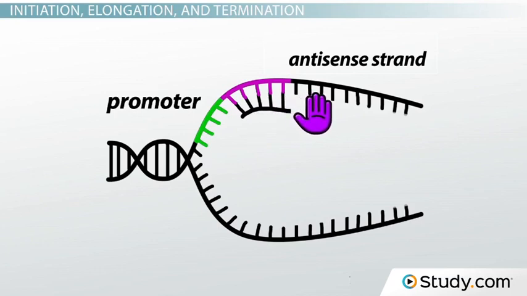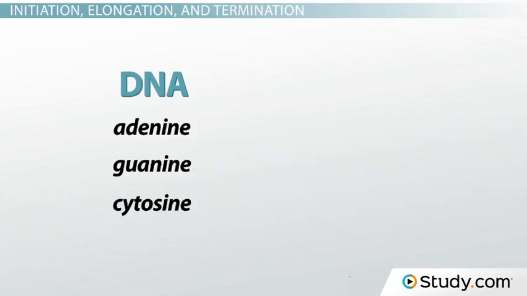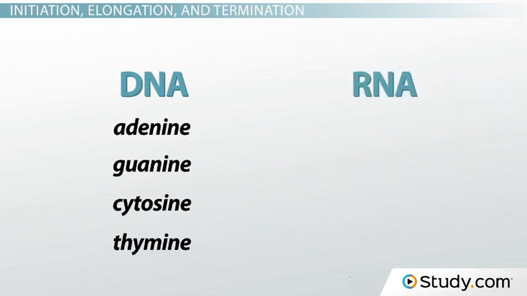Once initiation is done, then RNA polymerase moves down the length of the gene and transcribes it into a strand of mRNA. The enzyme works by matching up the complementary nucleotide bases. Do you remember what the names of those bases are? In DNA, the bases are adenine, guanine, cytosine, and thymine. However, in RNA, the nucleotide bases are adenine, guanine, cytosine, and uracil.